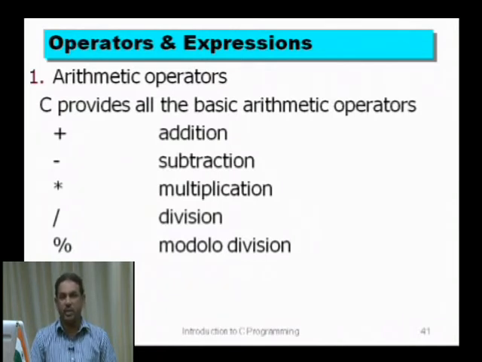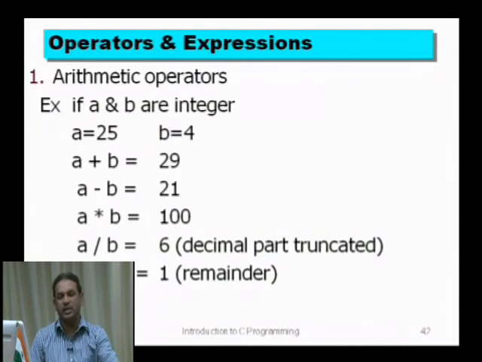What is the integer remainder? For example, 10 modulus 3 gives a remainder of 1, that is, 10 divided by 3 gives quotient 3 and remainder 1. So, modulo division gives you the integer remainder.